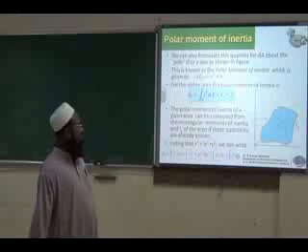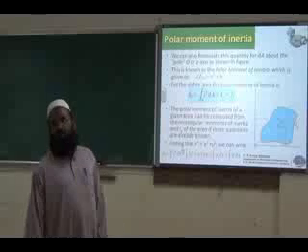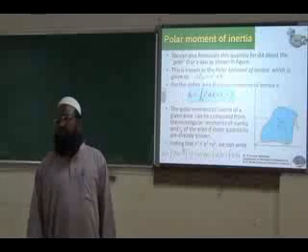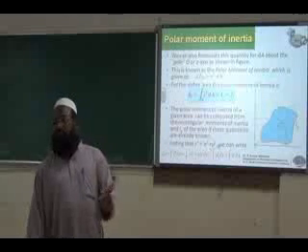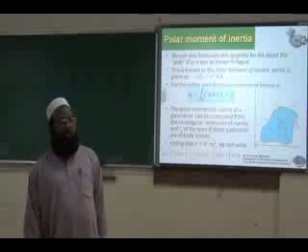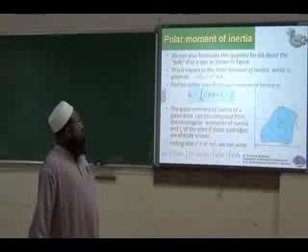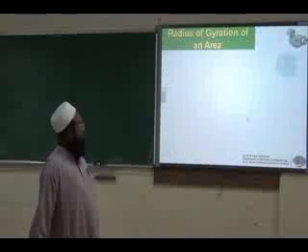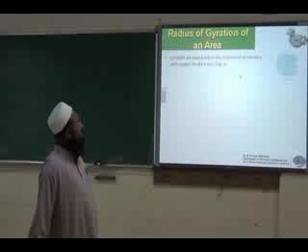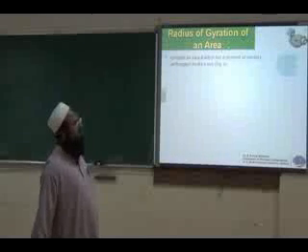X square dA plus Y square dA will be the R square dA. So polar moment of inertia is given by R square dA, which is equal to X square plus Y square dA of the particular area. Now we will see another parameter, radius of gyration.